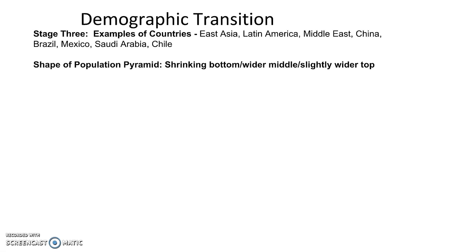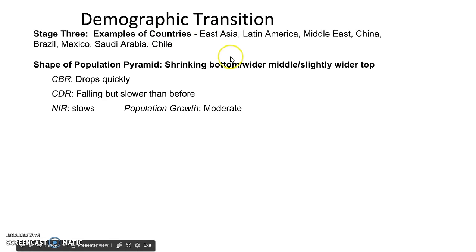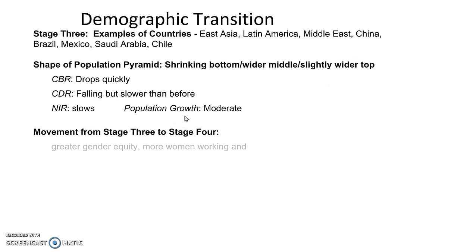Next, we have stage 3 countries. Examples are in East Asia, Latin America, Middle East. We have China, Brazil, Mexico, Saudi Arabia, Chile. The shape of our population pyramid, we should start to see our shrinking bottom, a wider middle, and a slightly wider top. Why? Because you see a drop in our crude birth rate, which leads to that shrinking bottom, a falling but slower than before crude death rate, which is why you see the wider middle, and our natural increase rate slows. The wider top is an improving life expectancy.